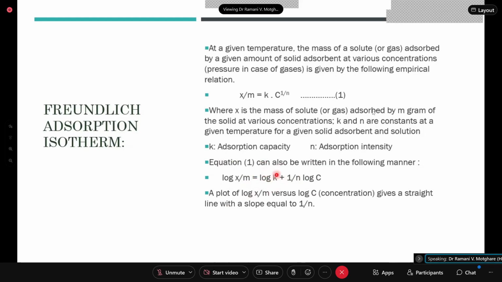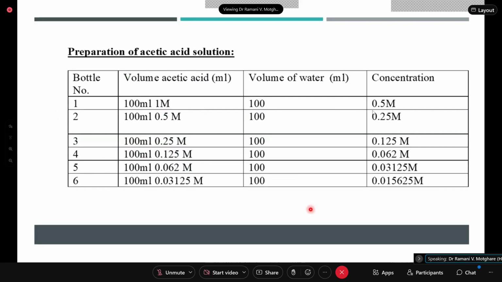So from the intercept on the y-axis, from the graph you have to calculate what the k value is, and from the slope of the graph you get the 1/n value. The slope is equal to 1/n. So from that slope value, you then calculate what n is equal to. Okay, so that is what you have to do after performing the experiment.